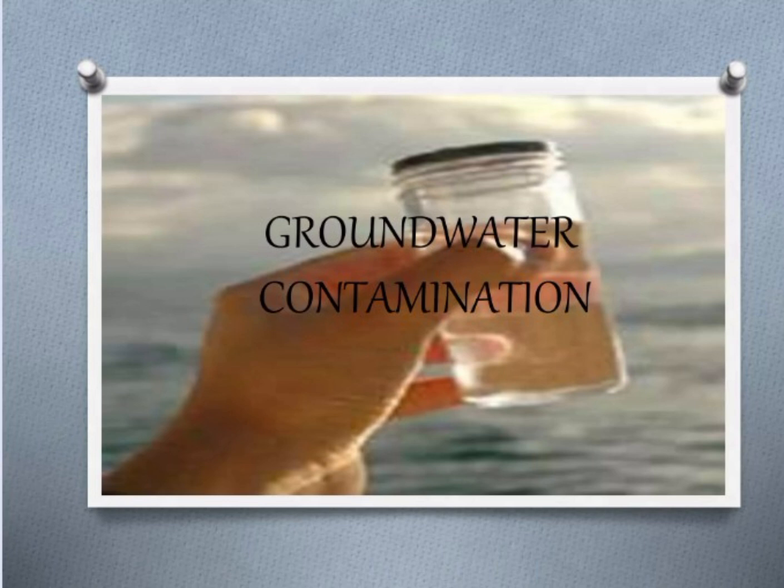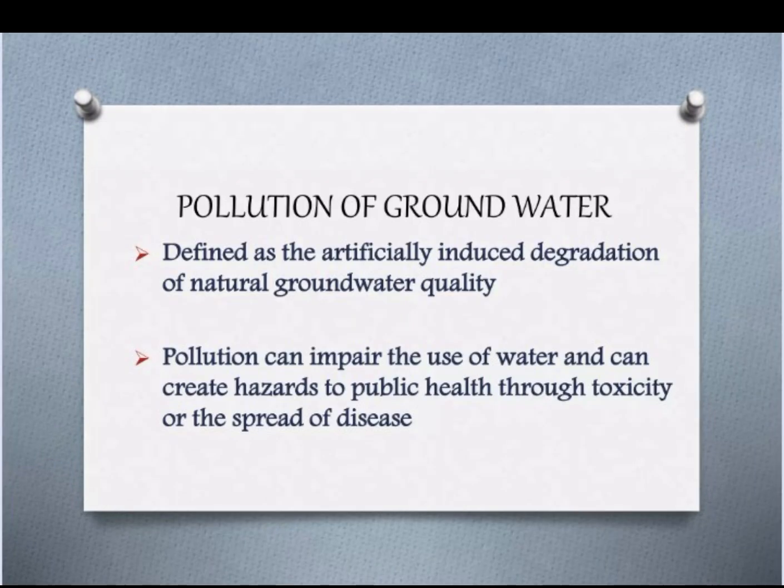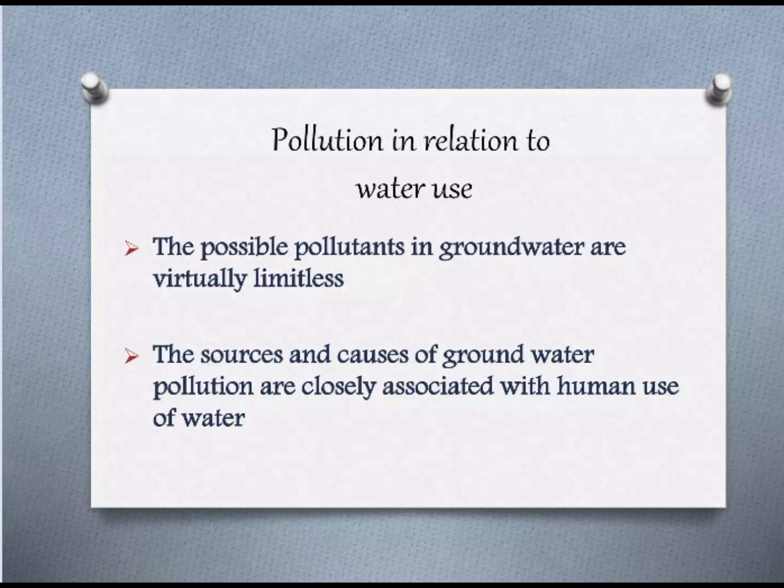So, when we say pollution, it signifies any degradation of natural groundwater quality, while contamination is reserved for pollution that constitutes a hazard to human health. Pollution of groundwater is defined as the artificially induced degradation of natural groundwater quality. Pollution can impair the use of water and can create hazards to public health through toxicity or the spread of disease. Pollution in relation to water use.